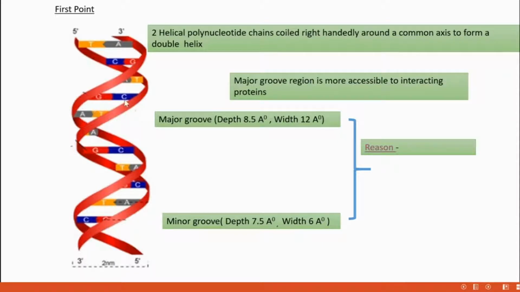Then there's another significance for this major groove region. What is the significance? It is more accessible to interacting proteins, because from the DNA it is very necessary to transcribe proteins. Proteins may act as enzymes involved in many metabolic pathways or some other products. So for that process, many enzymes and other proteins need to interact with the DNA. That interaction happens more often in this major groove region.